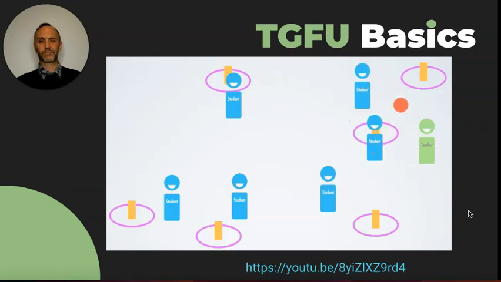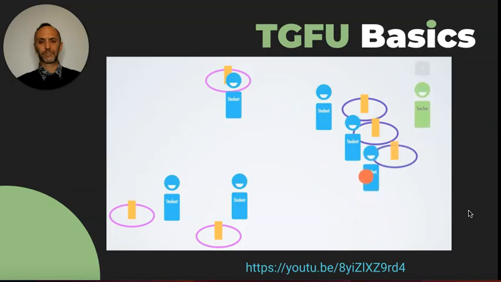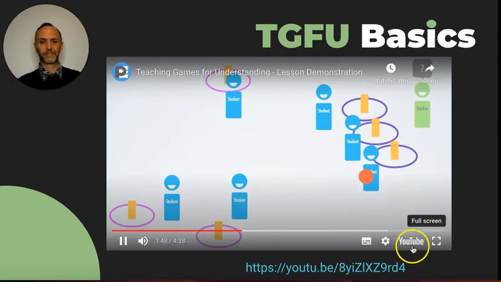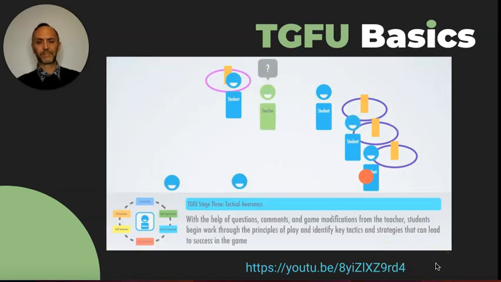In this case, if a student knocks down another student's pin, the student whose pin was knocked down must join the other student. The students must now work as a team and defend their base as they try to attack other students' pins. This represents the beginning of Stage 3 of TGFU, which is tactical awareness. With the help of teacher game modifications and questioning, the students will begin to identify key tactics and strategy that can lead to success in the game.